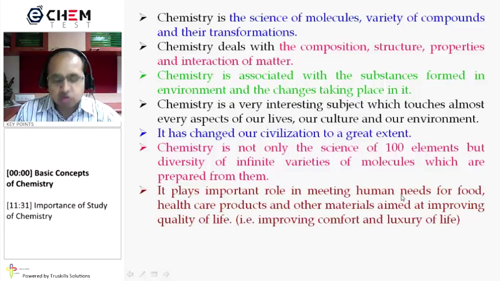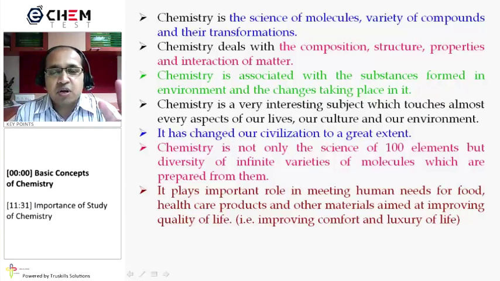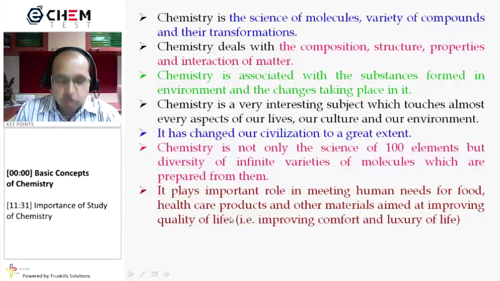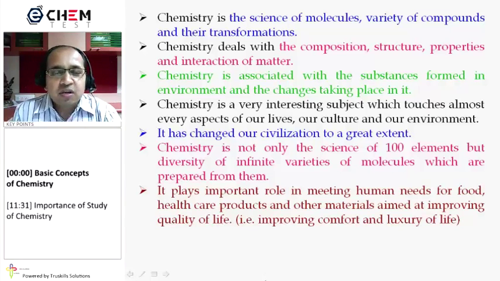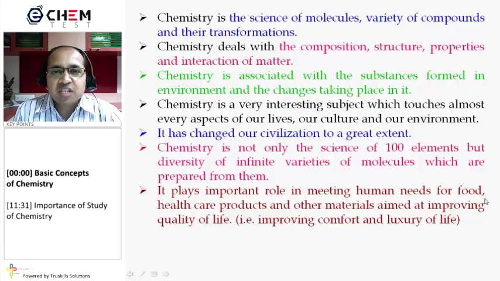It plays an important role in meeting human needs for food, healthcare products and other materials aimed at improving quality of life, that is, improving comfort and luxury of life. The three basic requirements of human beings, that is food, cloth and shelter, are fulfilled because of chemistry. With the growth of population, the demand for food has increased, which has been fulfilled because of varieties of fertilizers, and because of protection of food with the help of insecticides and pesticides.